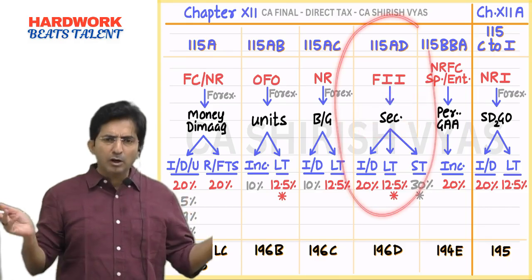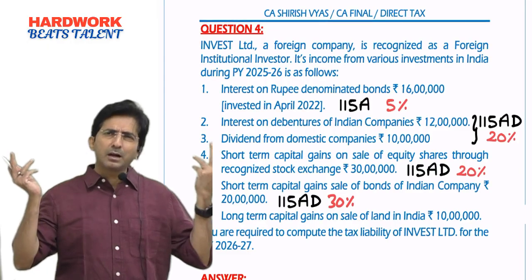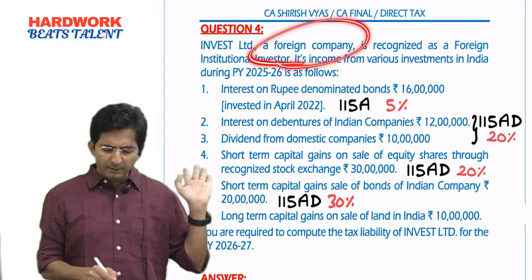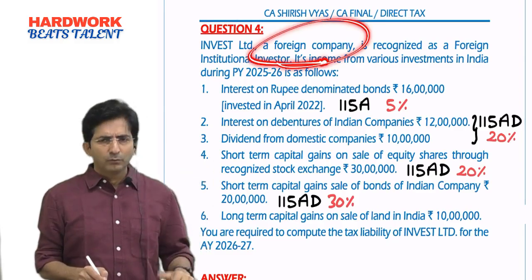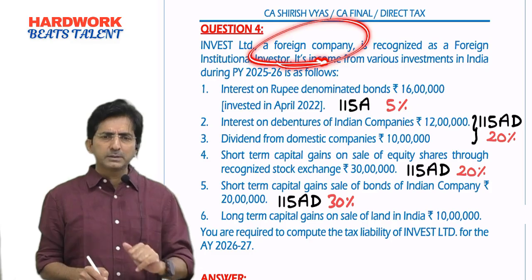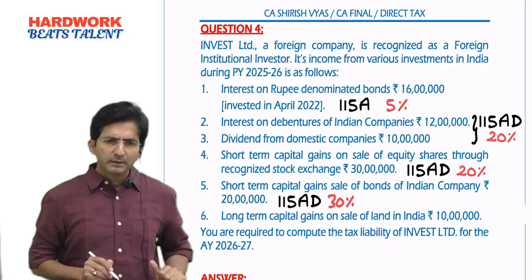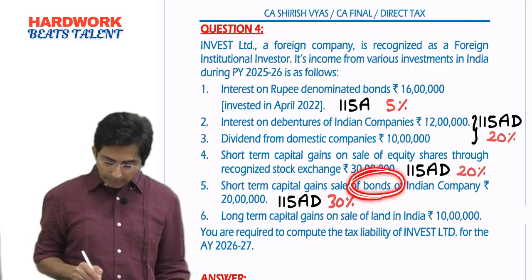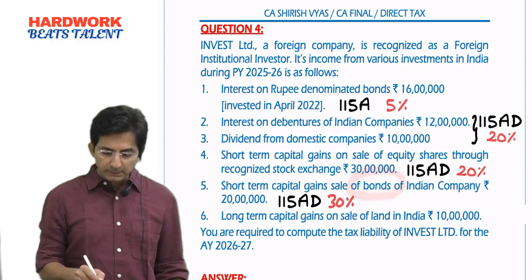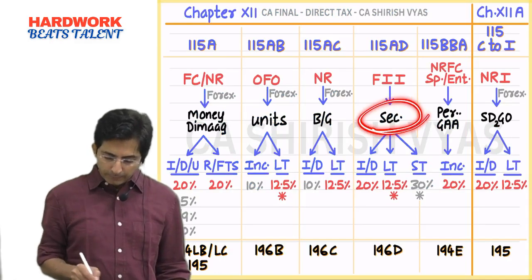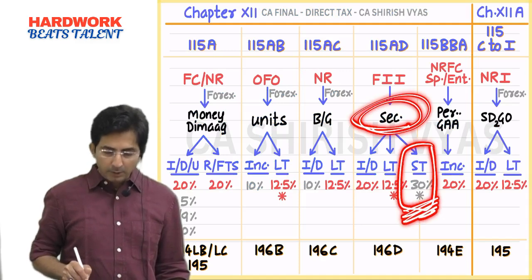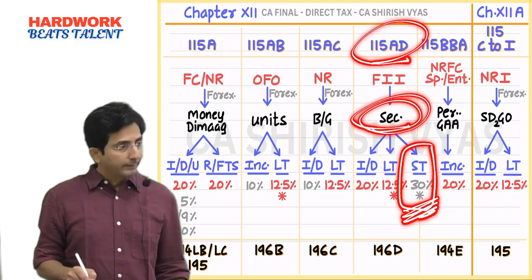Special provision will not apply. Then go as per the general rule. Short-term gain, normal rates for a foreign company, 35%. Foreign companies are subject to 35%, so you'll apply 35%. So that care you have to take. Here it was luckily bonds. So bonds means securities, so it is fitting here. And I took 30% because it is fitting in 115AD.